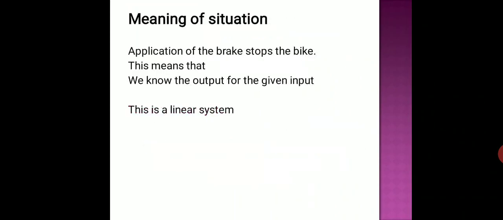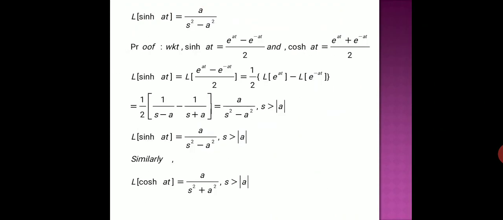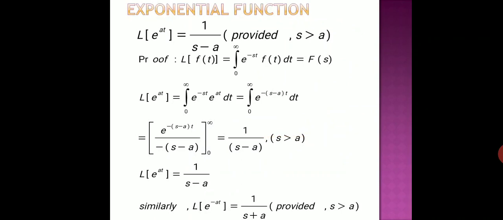Okay, next example, evaluate L of e power minus 3t and L of e power 6t. Here we are using L of e power minus 3t, which means directly we are using the general formula for Laplace transformation. Already we know the formula for L of e power minus at. What is L of e power minus at? 1 divided by s plus a, the exponential function formula.